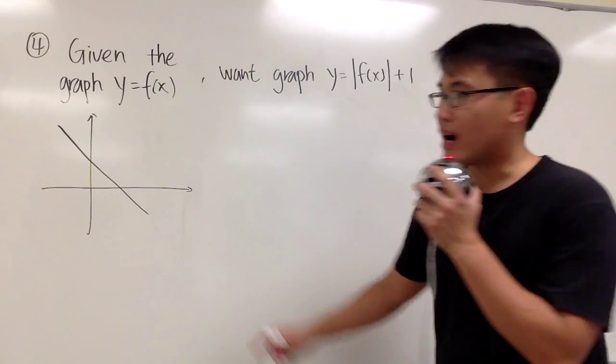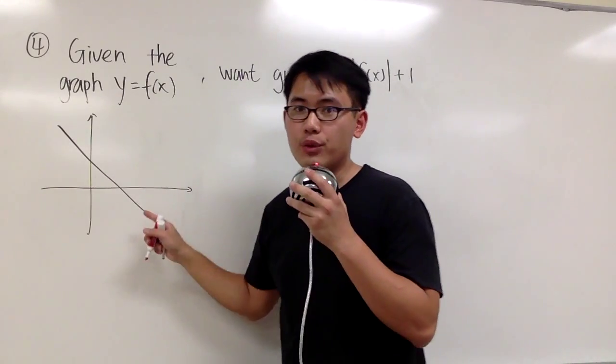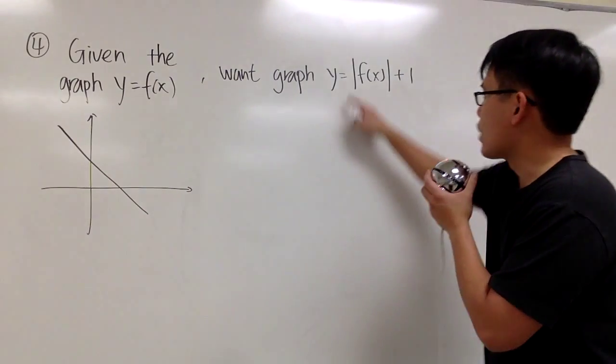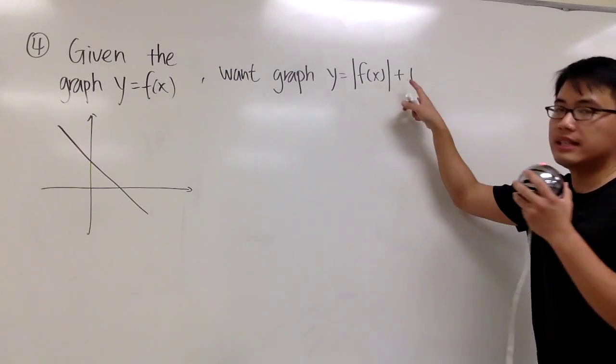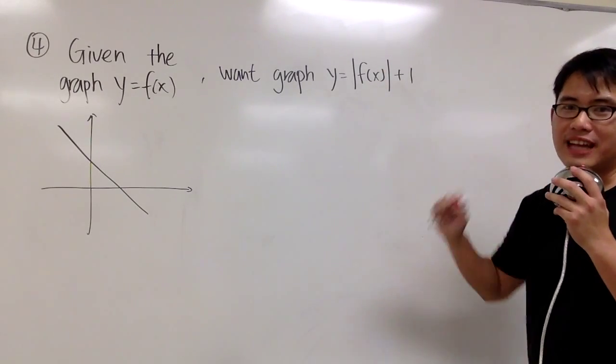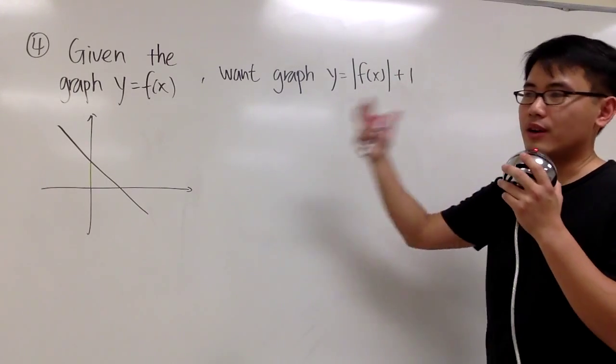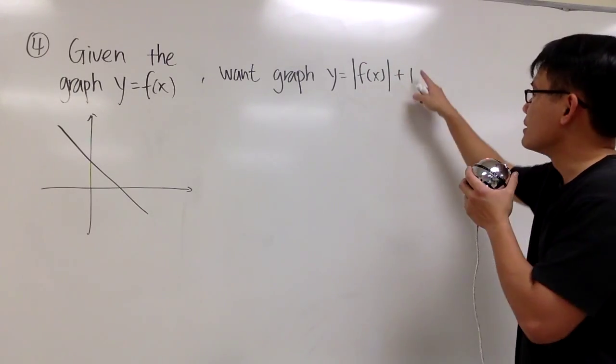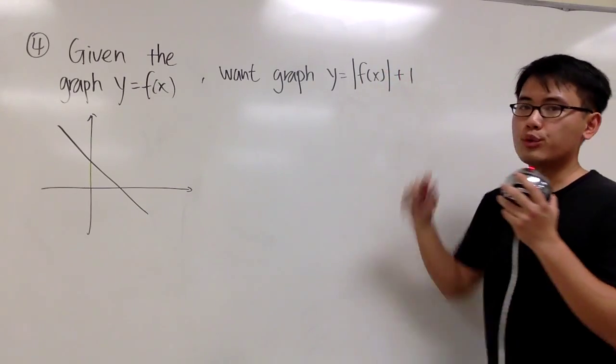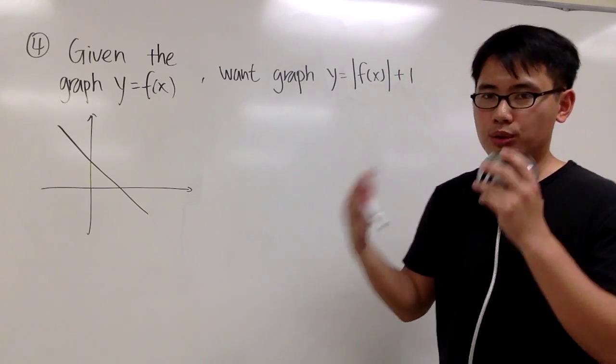For number 4, we're given a graph for f of x, and this is a straight line for it. And our goal is to find out the graph for absolute value of f of x inside, and then we have the plus 1 after that. So we first need to know how does the absolute value affect the graph of the original, and then how does the plus 1 affect the absolute value graph. So let's take a look at two transformations.